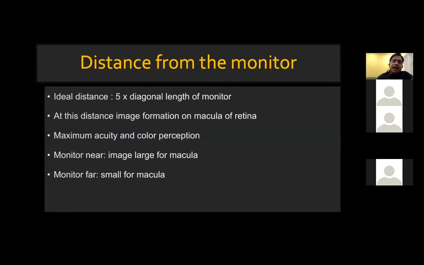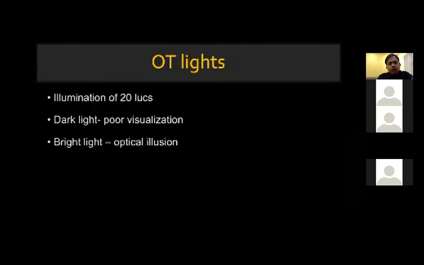The distance at which you stand from the monitor should be 5 times the diagonal length of the monitor. So for a 21 inch monitor, you stand at about a distance of 105 inches. At this distance, image formation occurs perfectly at the macula and the acuity of vision is best. OT should be well illuminated, needless to say.